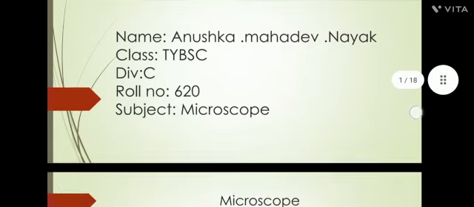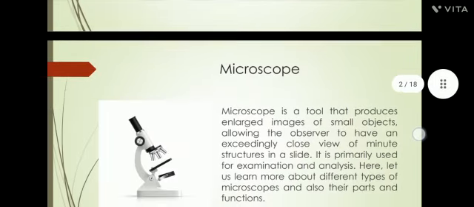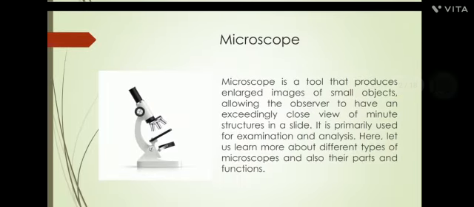Today my topic is microscope. Now, what is a microscope? A microscope is a tool that produces enlarged images of small objects, allowing the observer to have an exceedingly close view of minute structures in a slide. It is primarily used for examination and analysis. Here, let us learn more about different types of microscopes and also their parts and functions.